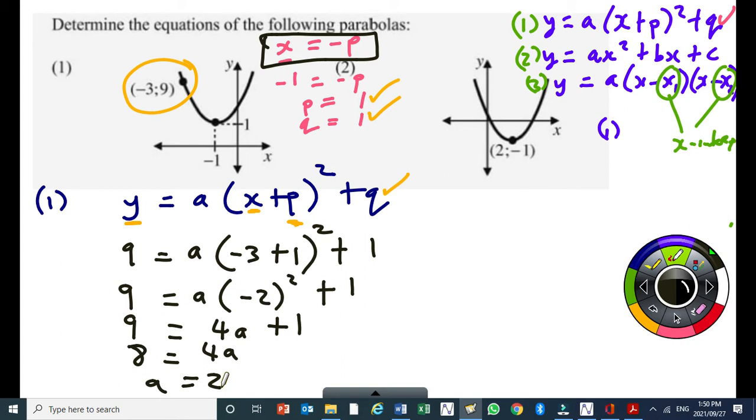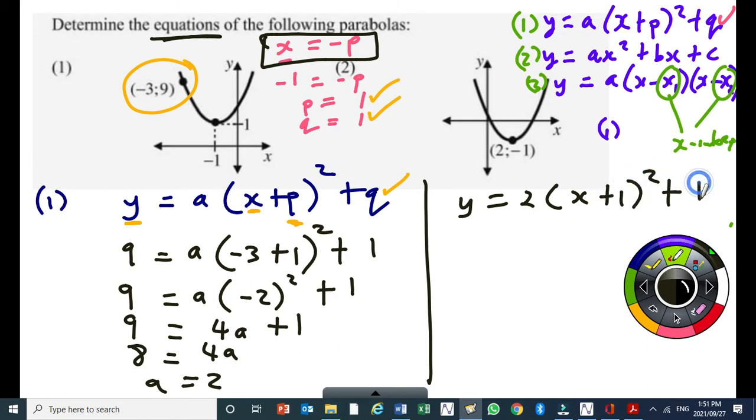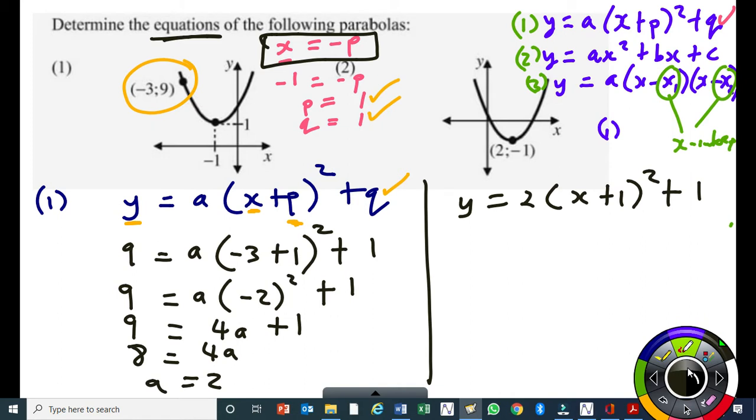Once you finish that, I'm going to connect the turning point form and the standard form. So I'm going to substitute now. My value of a is 2. I don't need to substitute y, because the question says find the equation. Where there is y, I put y. Where there is a, I'll put 2. Where there is x, I'll put x. Where there is p, I'll put 1, so that will be (x plus 1) squared. Where there is q, I'll put 1. So this is the equation of this graph in turning point form.